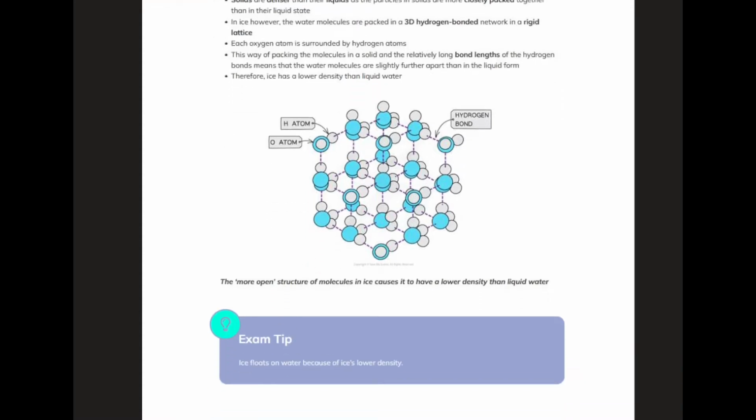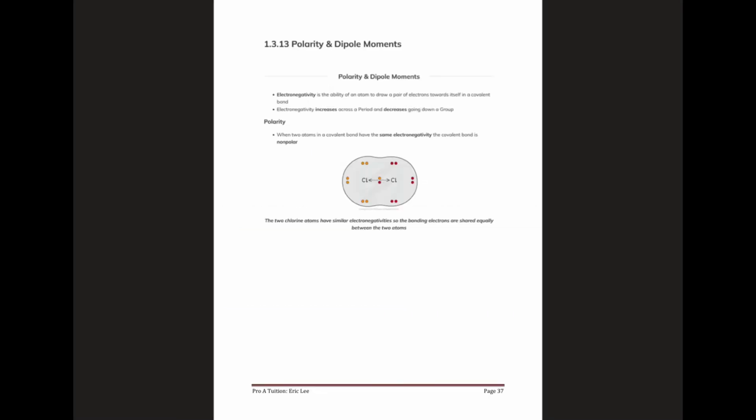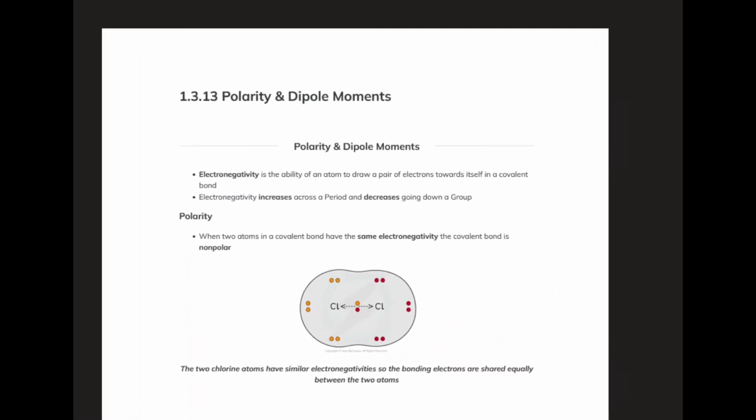Okay, so let's see the exam tips here. They say ice floats on water because of ice's lower density. So it has lower density. Okay, let's move on. Okay, so this is the start of the van der Waals forces. Hydrogen bonds finished already. So polarity and dipole moments.